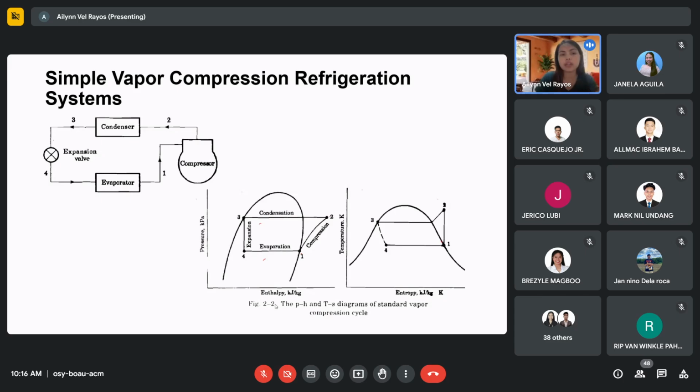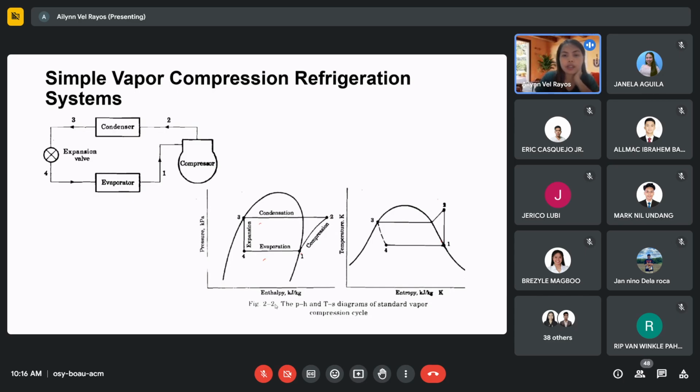So pwede pupunta siya ng condenser, condense siya into saturated liquid, and then expand, bababa ang pressure, isenthalpic process. Sa expansion valve, and then papasok sa evaporator, heat addition. And then, ulit-ulit yung cycle natin.